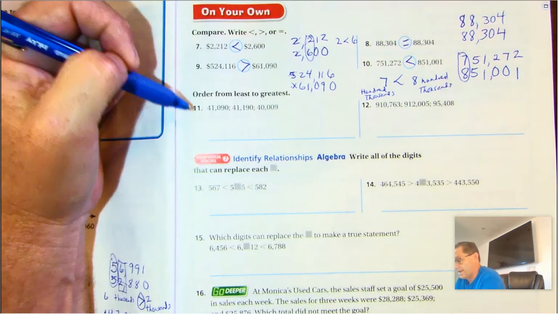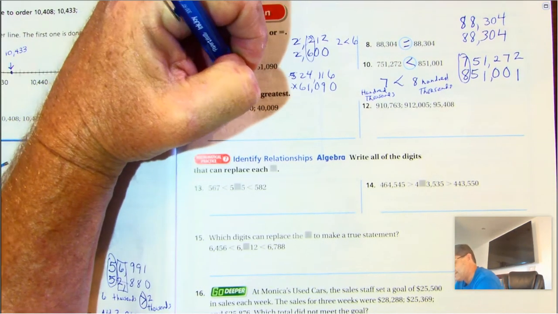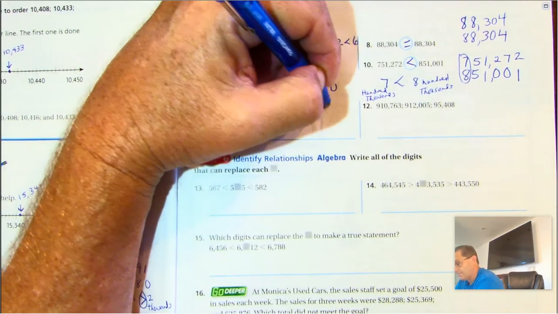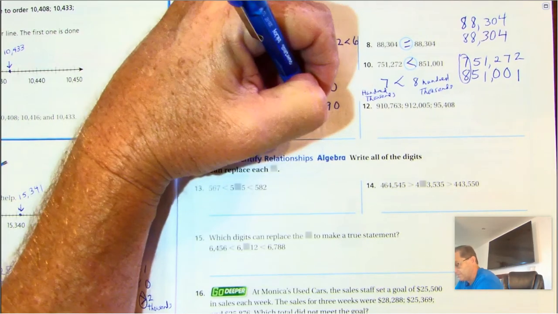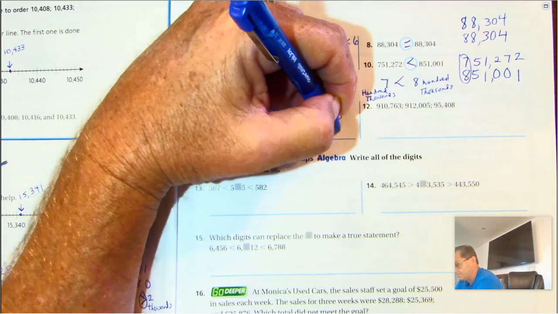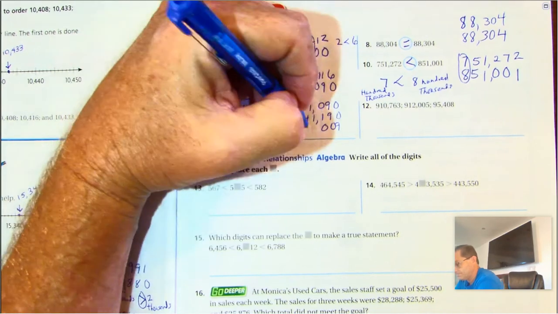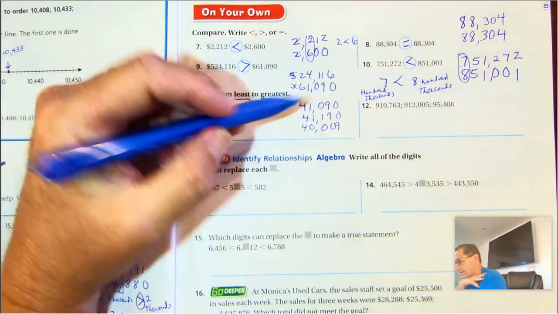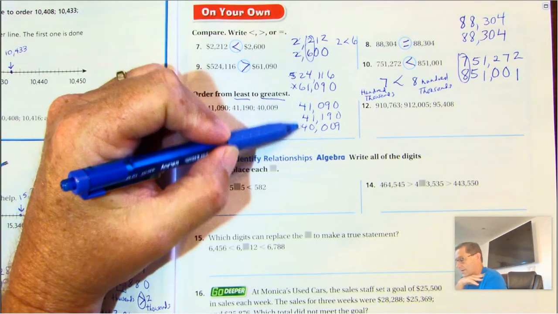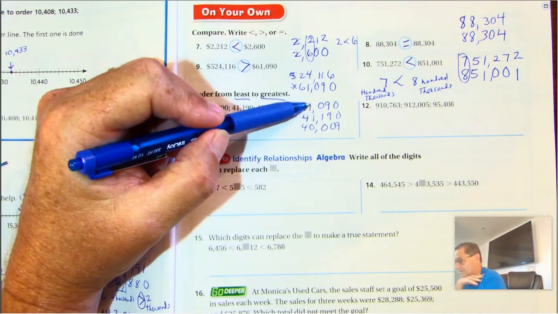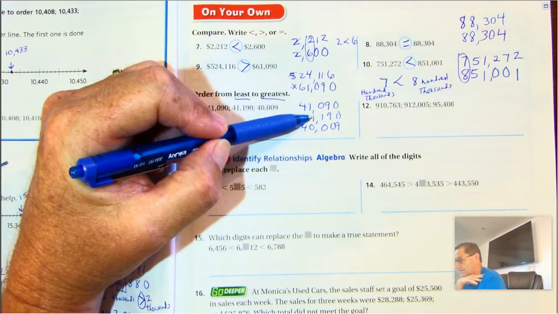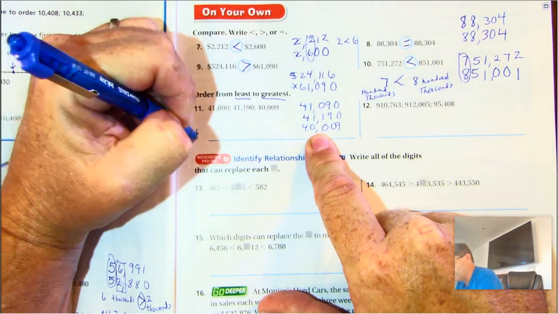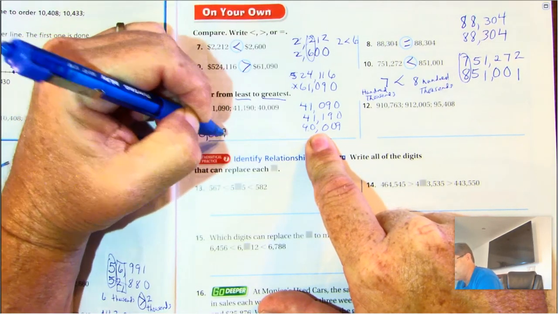Okay, now let's order 11 from least to greatest. So on this one, I want to find the value that is the smallest first. Okay, so I made sure I've lined up the place values. And the 4 10,000s won't help, so we go to the 1,000s, and I see that we have 2 that are 1,000s and 1 that's 0,000. So this one is the smallest value.